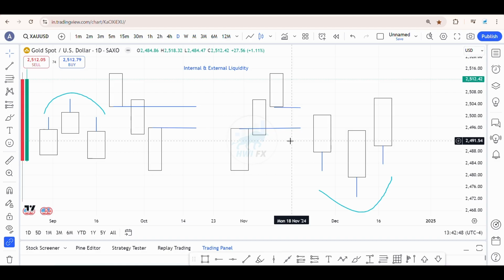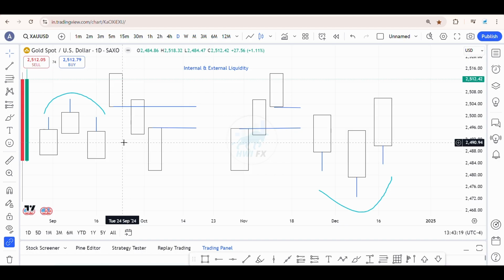So if we talk about internal liquidity and external liquidity, what does the market do? The market either moves from liquidity to liquidity, or it moves from internal liquidity to external liquidity. External liquidity is some type of swing high or swing low. You can say old high or old low, or swing high, swing low. So external liquidity is always residing above or below the last old high or old low.